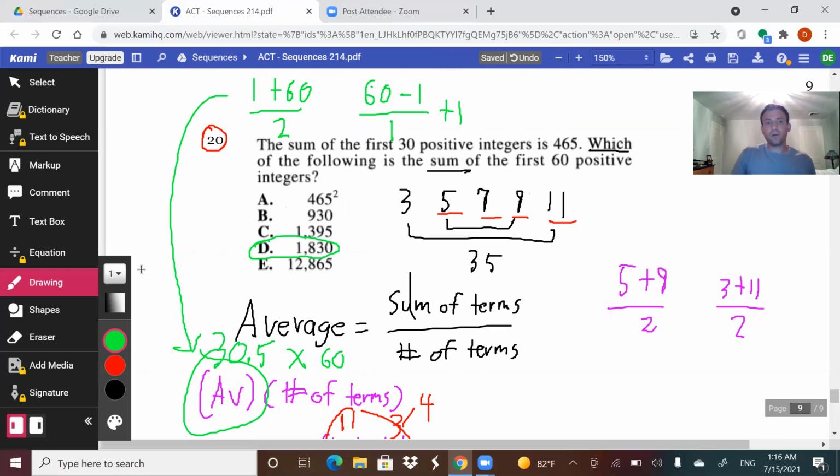In all honesty, though, if you're just logical, it tells you the first 30 terms add up to 465, and then you know that you're adding up much higher numbers. So you know it's going to be way more than just double. You know it's going to be much higher than B. And then depending on your sense of numbers, you may be able to reason between C, D, and E.